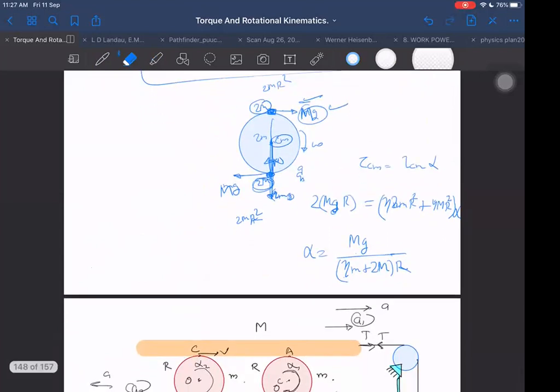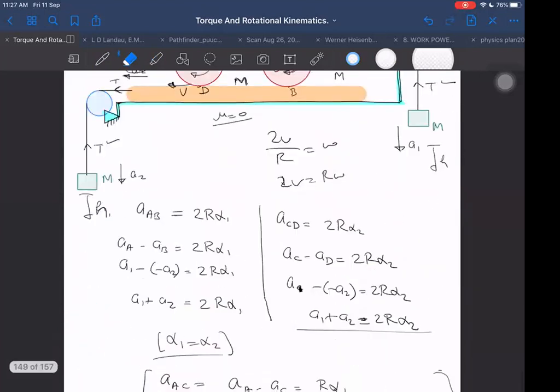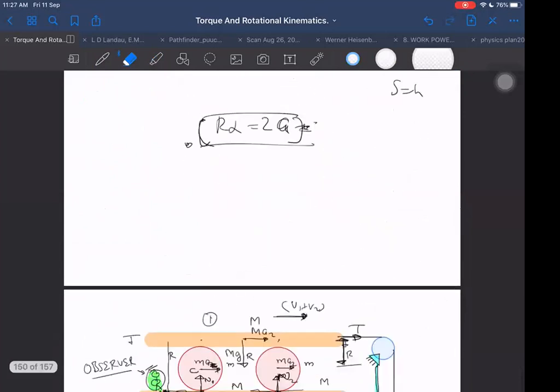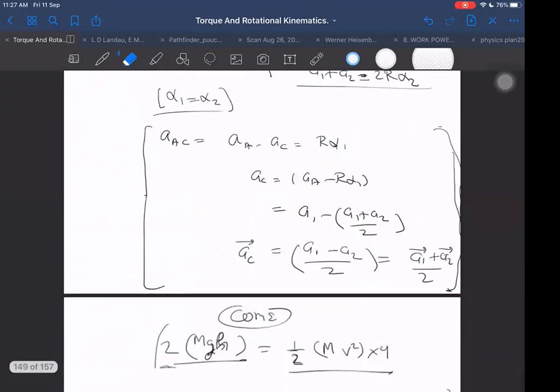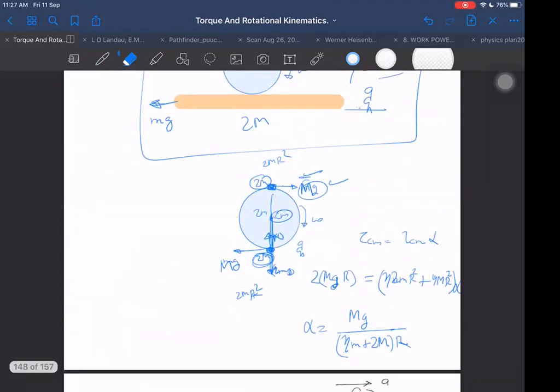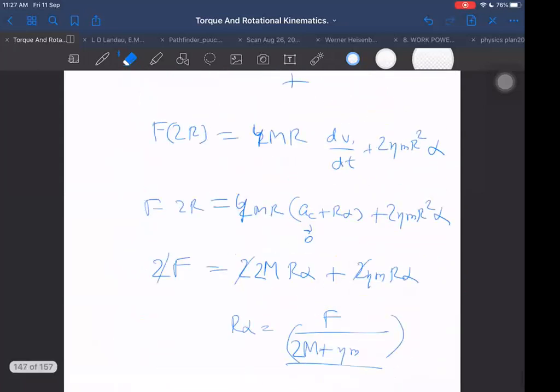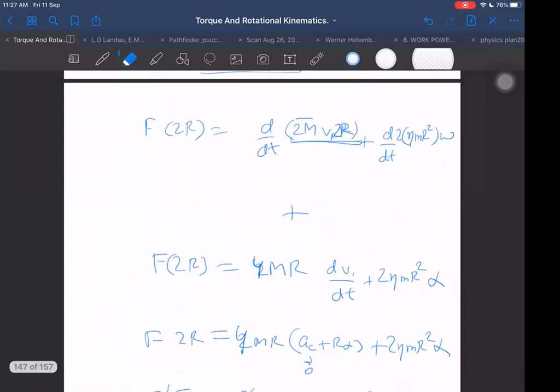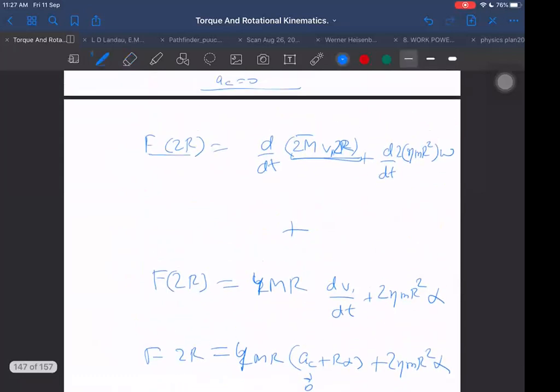In this question or in some other question? This question only, sir. Here you applied momentum conservation, sir. F into 2r is not angular momentum. F into 2r is torque. Torque, yes, sir. Torque is equal to the rate of change of angular momentum. Rate of change of angular momentum is torque. Sigma Li. That is okay, sir.